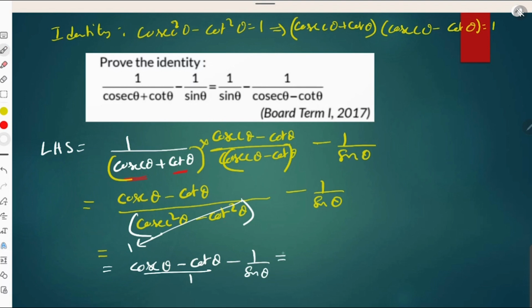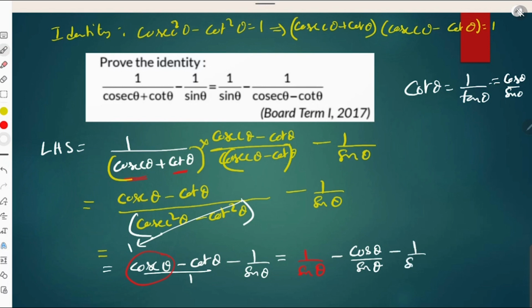So, what will be this value? The first term, cosecant, can be written as 1 by sine theta. And the second term is cot theta. What is cot theta? Reciprocal of tan. But what is tan? Sine by cos. So cot theta can also be written as cos theta by sine theta. So write everything in cos and sine. So you may write it as cos theta by sine theta minus 1 by sine theta. Now, if you compare with the RHS, 1 by sine theta, we also got 1 by sine theta. We just have to simplify this expression to get the other part.